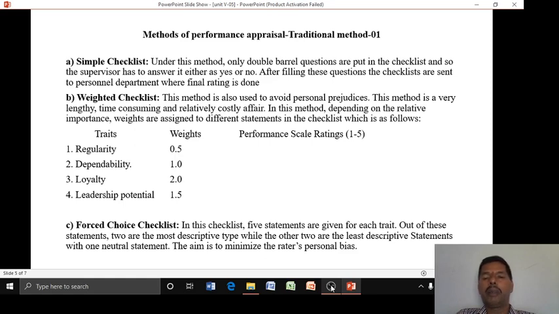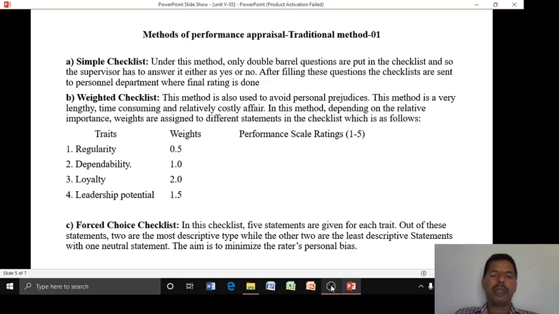Regularity to work. The performance scale rating is 1 to 5. That's the range. So here, when you say regular to work, 0.5 weightage is given. Dependability 1.0, loyalty 2.0, leadership potential 1.5. So different rates are given on the basis of the weightage to each criterion. This is called the weighted checklist method.